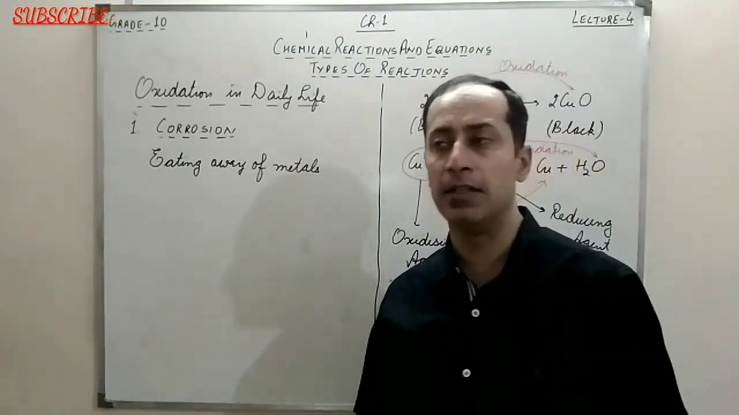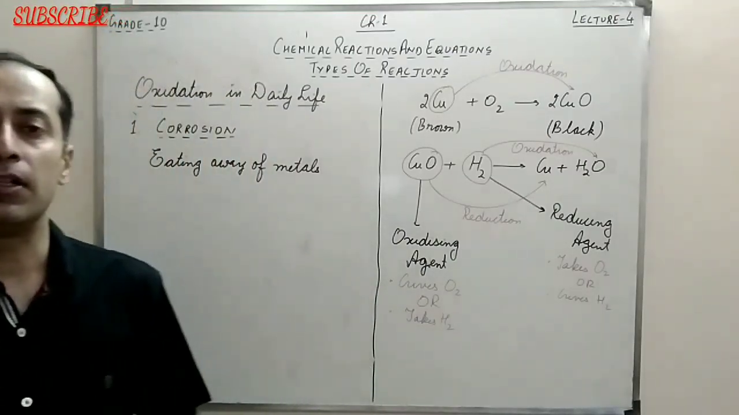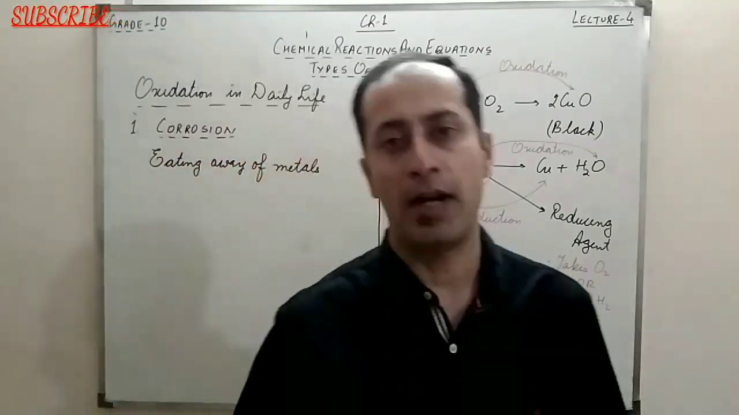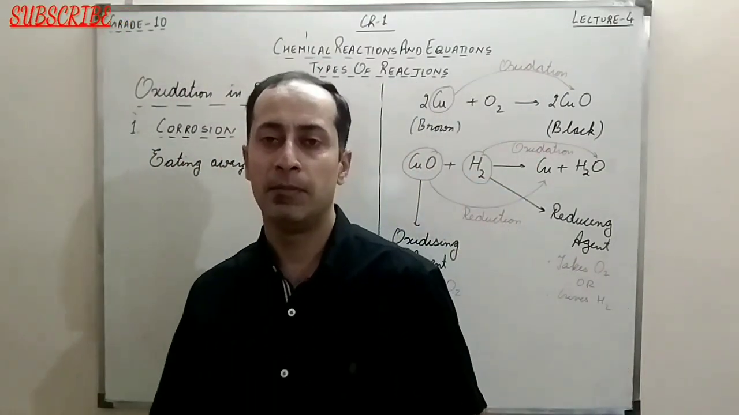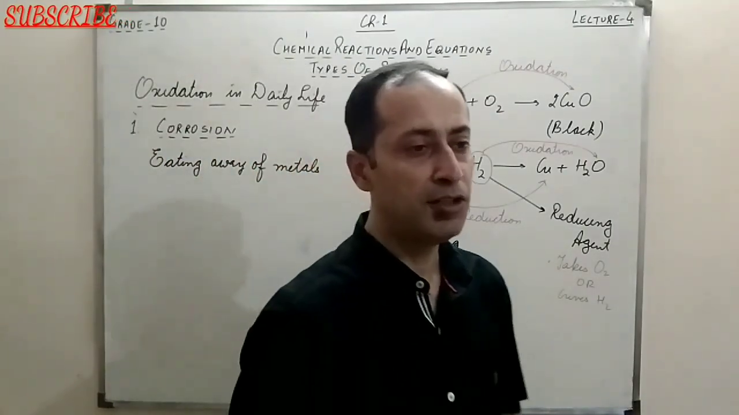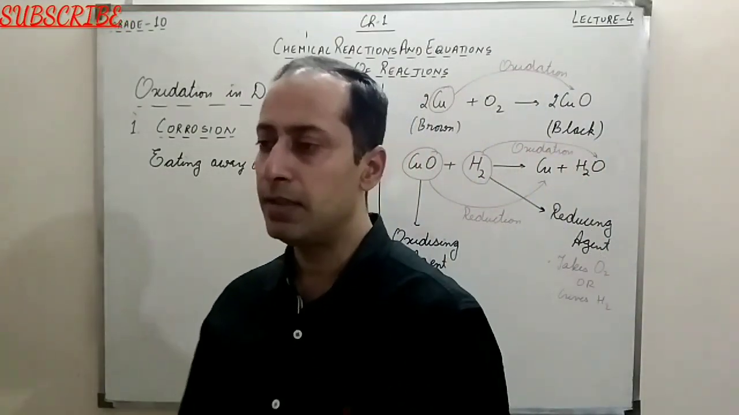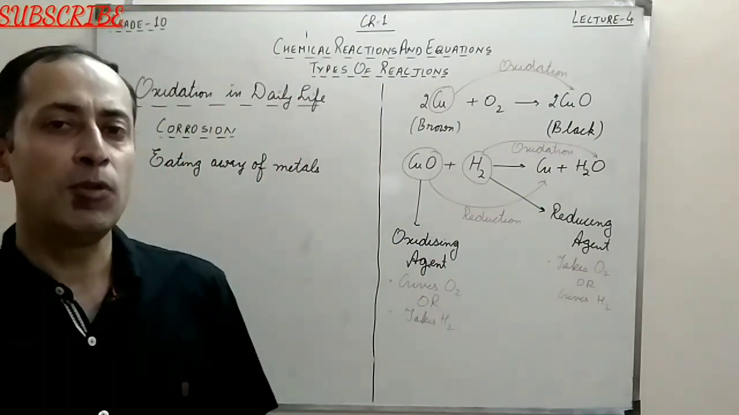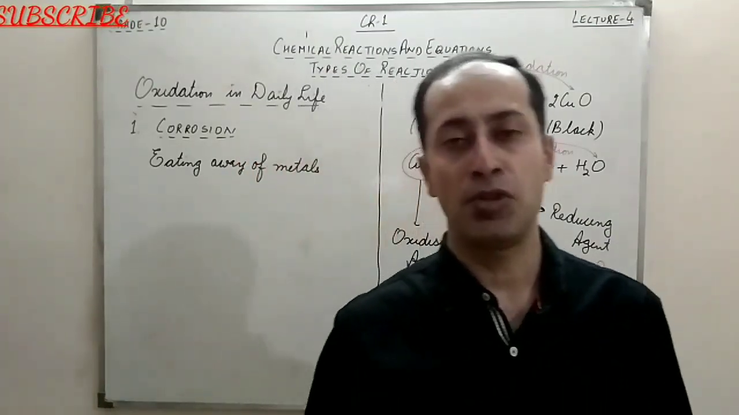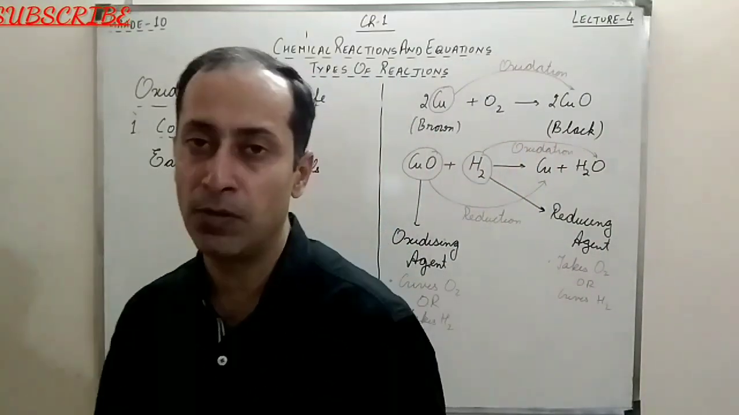But this eating away of metal is generally not beneficial to us, because when we talk about rusting of iron, we have a loss of a huge amount of iron every year, because iron is used in making bridges, flyovers, and railway tracks, right? So this iron gets rusted, and because of the rusting, or we can say because of the corrosion of the metal, the strength of the metal decreases in some of the cases, right? As in case of rusting of iron.